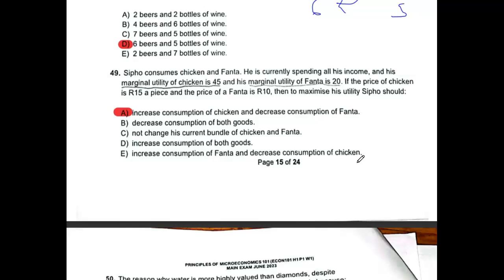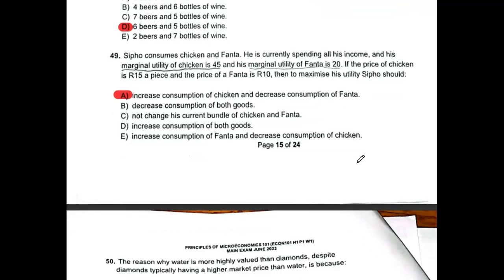49. Sipo consumes chicken and Fanta and is currently spending his income on chicken. For this question you need to calculate the marginal utility over price. Let's do it for chicken. Marginal utility is 45 and the price is 15, so 45 over 15 is 3. And for Fanta, marginal utility over price is 20 over 10, which is 2.